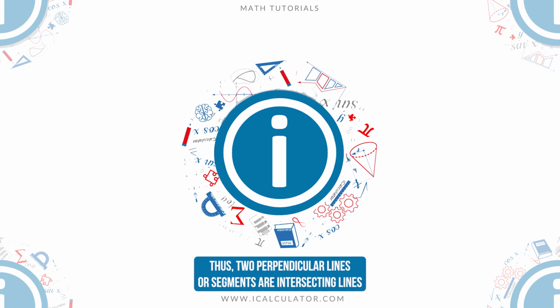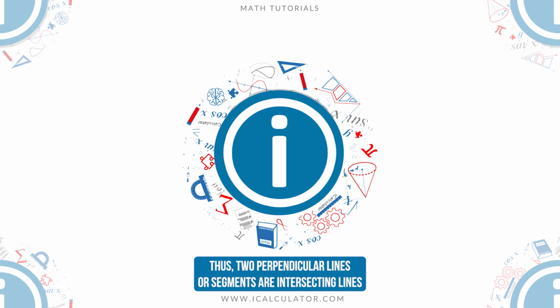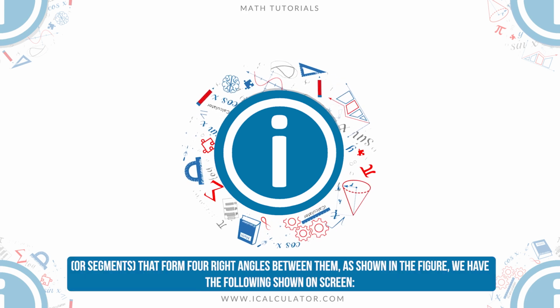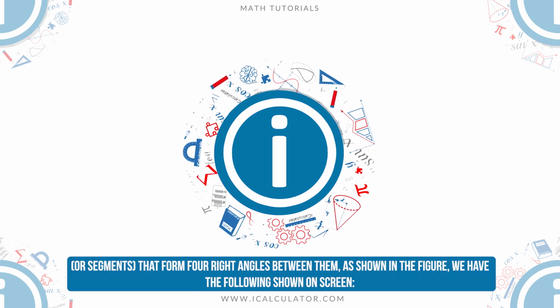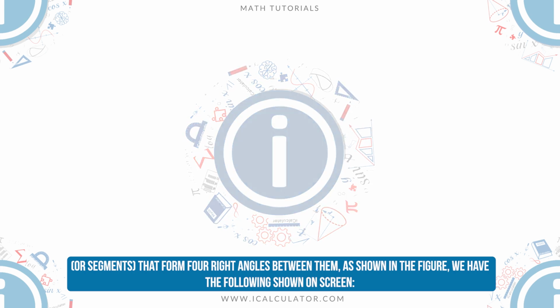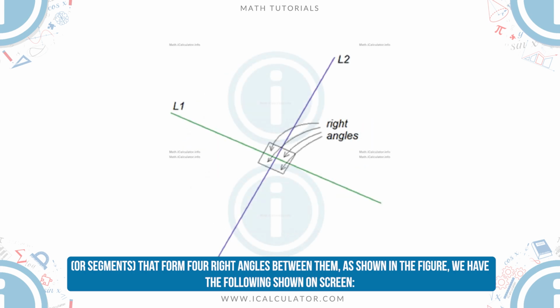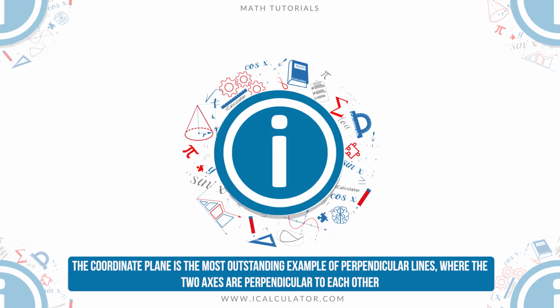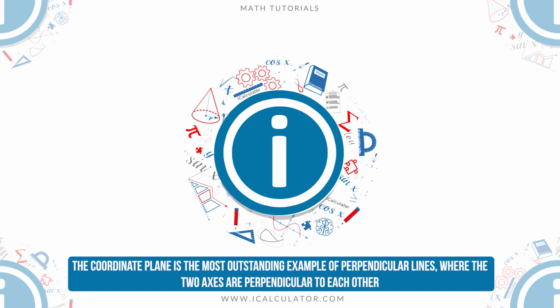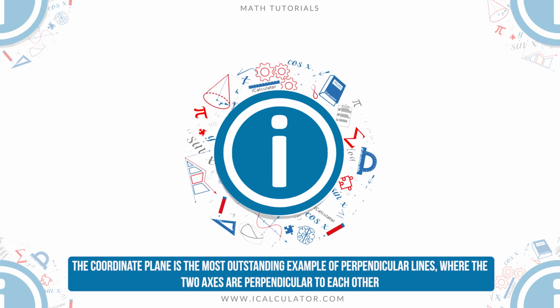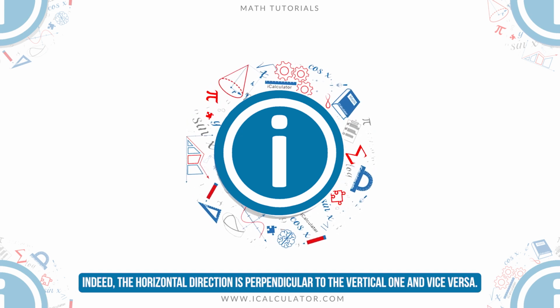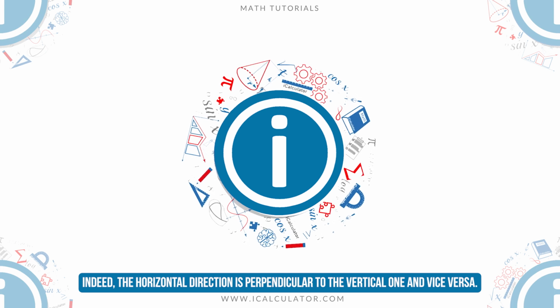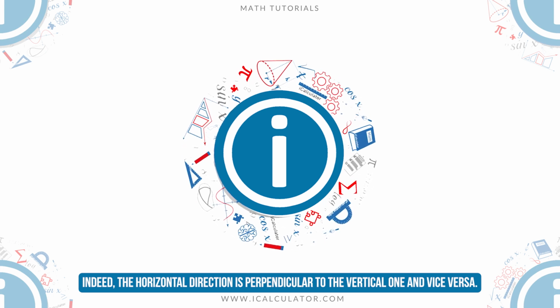Thus, two perpendicular lines, or segments, are intersecting lines, or segments, that form four right angles between them. As shown in the figure. The coordinate plane is the most outstanding example of perpendicular lines, where the two axes are perpendicular to each other. Indeed, the horizontal direction is perpendicular to the vertical one, and vice versa.